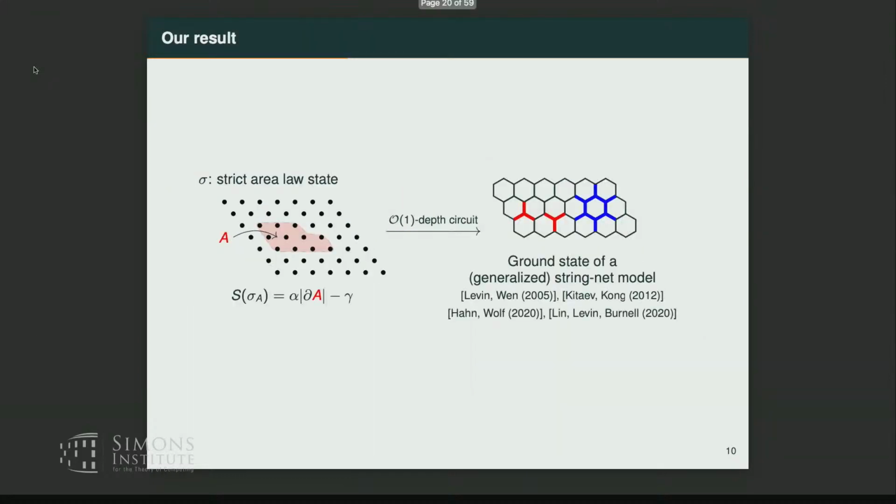All right. So let me just remind you that this is our result. We start from the strict area law state, and then after applying some circuit, we get this ground state of a generalized StringNet model. So let me try to explain how this works.